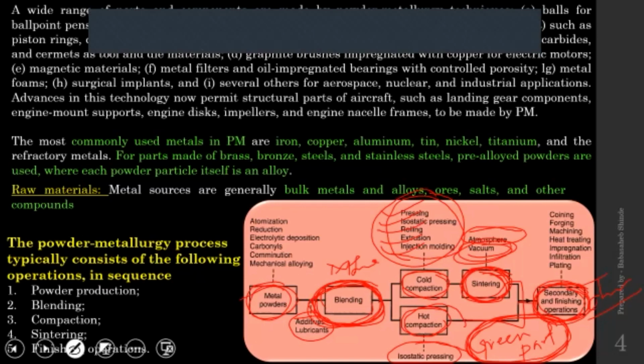So what are the finishing operations available with us? Coining is there, forging, machining, heat treating, impregnation, infiltration, and plating. So all these operations are part of secondary and finishing operations. So the process begins over here with metal powders, and the final step is going to be secondary or post processing operations.